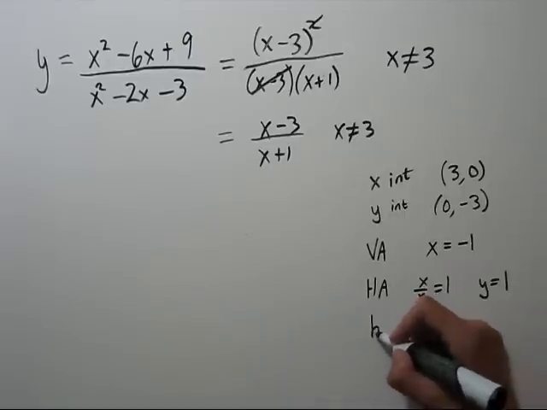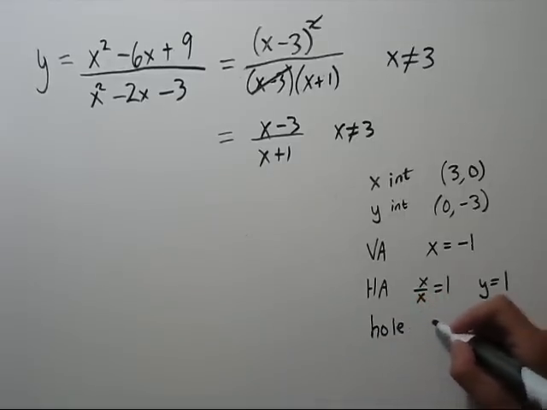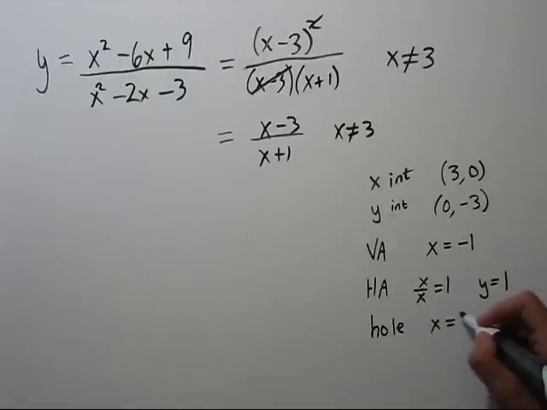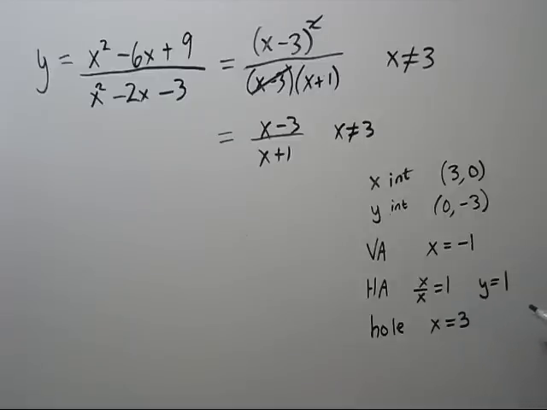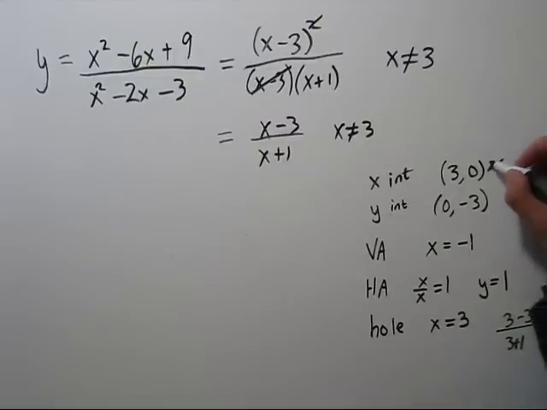And we have a hole at x equals 3. That's not in our domain. And let's find the y value corresponding to that. So when we plug 3 in for x, we get (3 minus 3) over (3 plus 1). Well, that's just 0. So actually that's our hole, not an x-intercept. So we have no x-intercept, but we now know where our hole is.